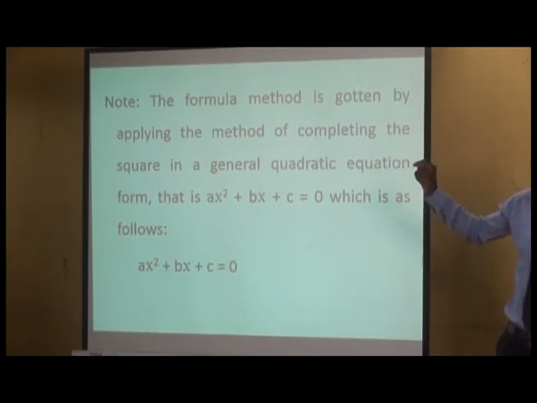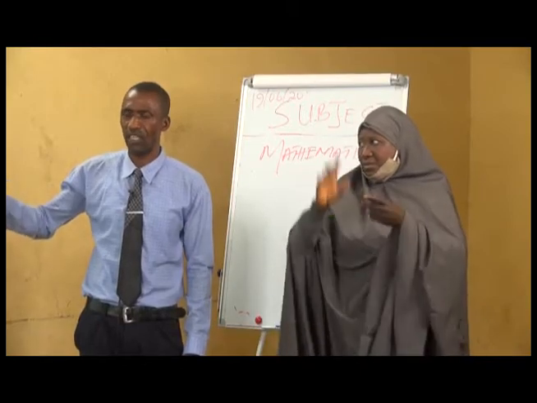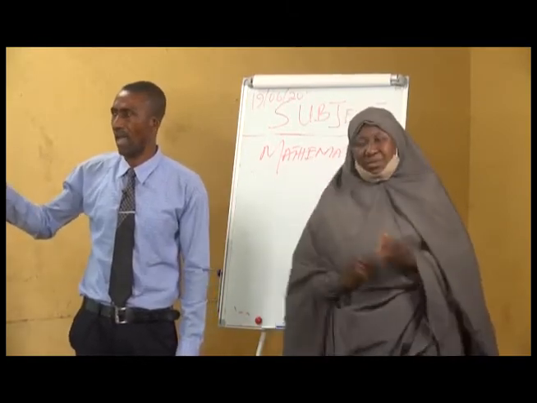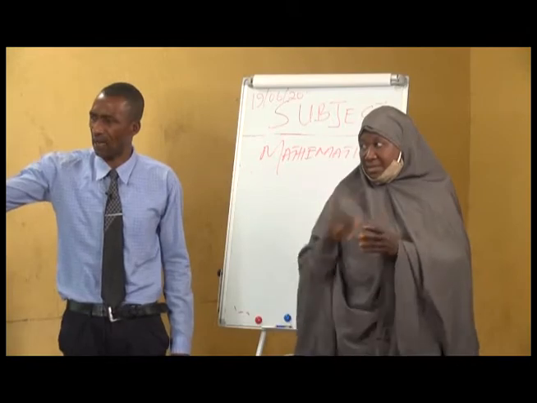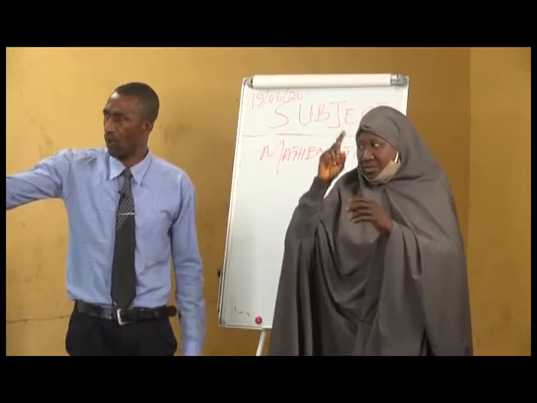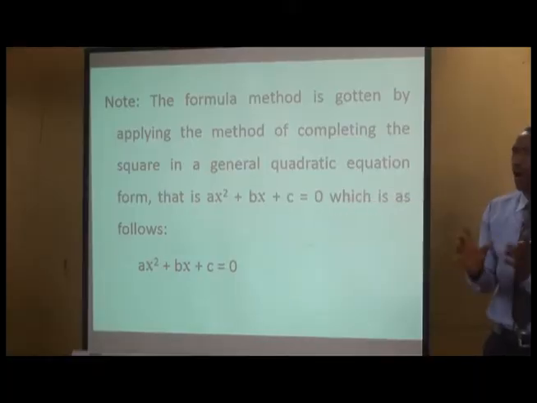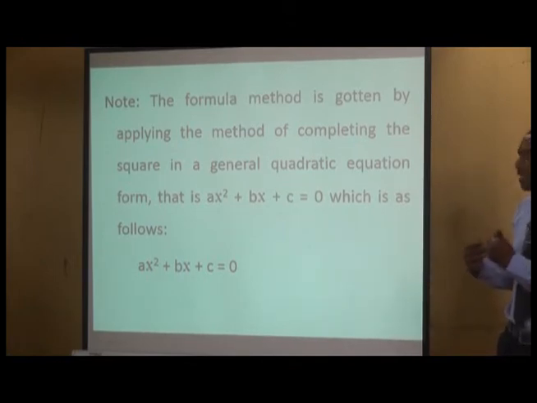From the general quadratic equation form, which is ax squared plus bx plus c equals 0. Procedure number 1, make sure the coefficient of x squared is 1. You can now see that the coefficient of x squared here is a. How do we eliminate a? We can eliminate a by dividing through by a.